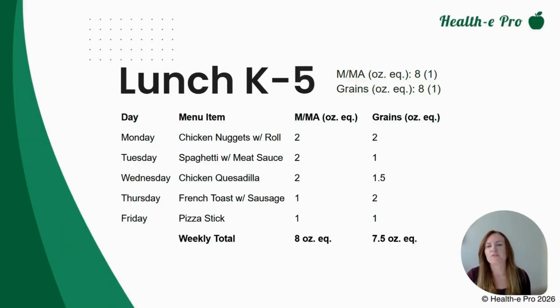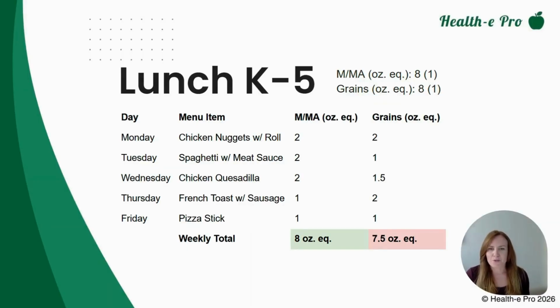This is much simpler for menus that offer only 1 entree. First, we'll ensure that the daily minimum is met, which it is. On each day, we're offering at least 1 ounce of both meat and grains. And for the weekly minimum, we'll add the daily amounts together. So for this menu, the weekly total for meats is 8 ounces, and for grains, the weekly total is at 7.5 ounces, which is less than the 8 ounce minimum.